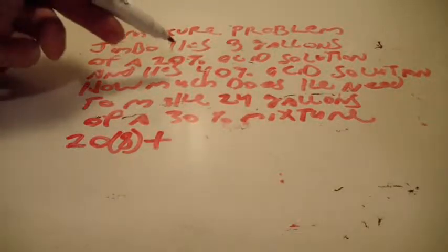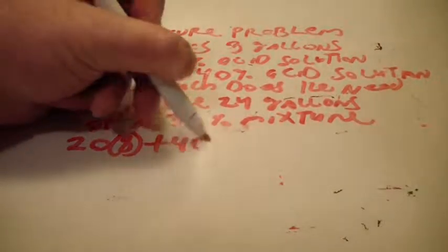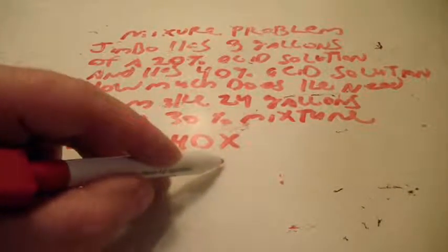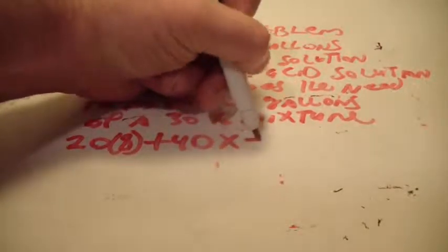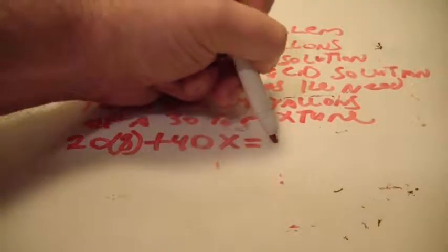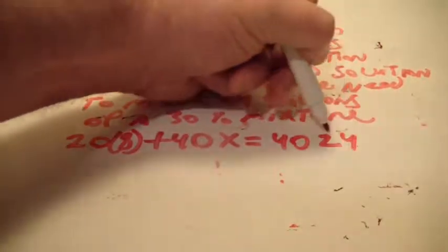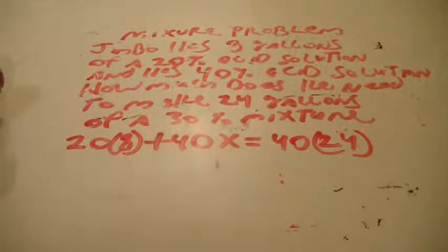Plus the other ones that we have, the other acid solution. It's a 40% acid solution. Now we put an X there because we're only dealing with one thing that we need. So we just put an X there because we need to know how much to put in there. And that's going to equal a 30% solution equaling 24 gallons.